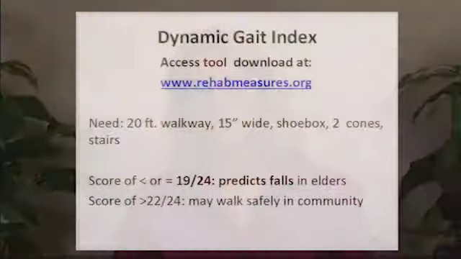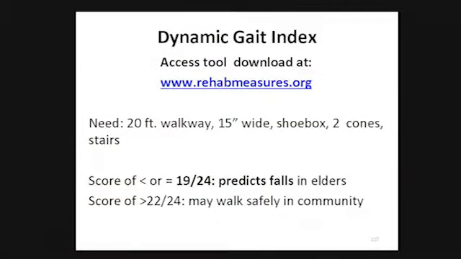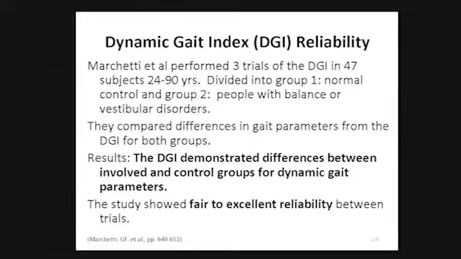So here are our cutoffs. A score of less than or equal to 19 out of a total of 24 points predicts falls in elders. This is how you show that someone needs services. A score of greater than 22 out of 24 probably can walk safely in the community. Again, these are from the statistics.